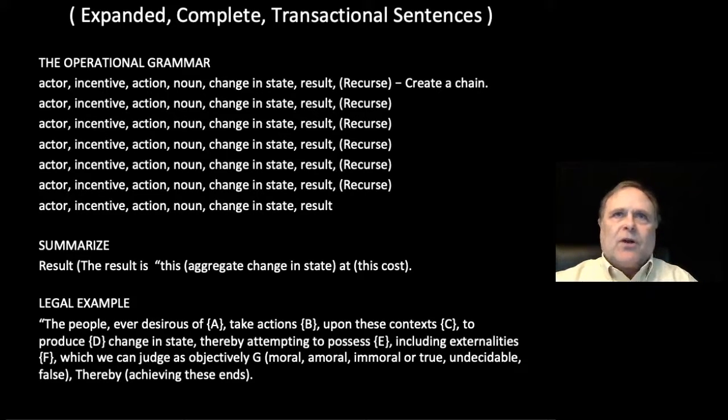So then we want to work in complete transactional sentences. I think I've beaten this down pretty clear. You want to get to: people ever desirous of A, take actions B upon these contexts C to produce D, changes in state, thereby attempting to possess E, including externalities F, which we judge as objectively moral. Blah, blah, blah, thereby achieving these ends. So you want to be able to put things in these series of transactional sentences that produce an accounting transaction.